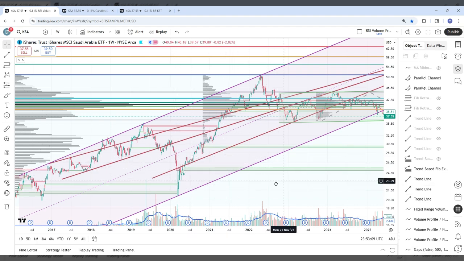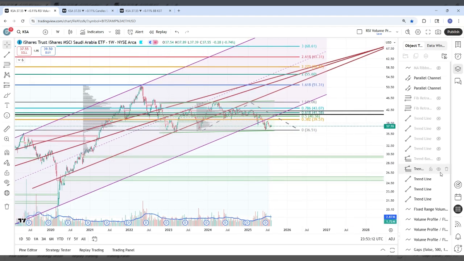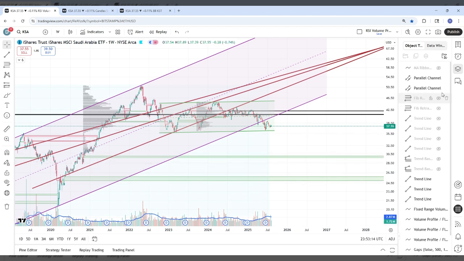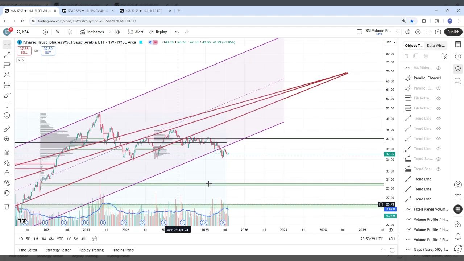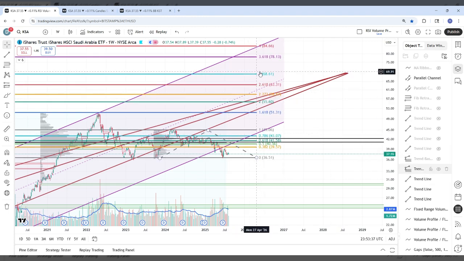So this looks like it could be a line. Let me hide this for a sec. There we go, and that. So we got this line here with pretty good touches. We got this line here with good touches. We've got this line here with a lot of touches, and they all point up in this spot here around 70, which on this fib extension is also 3. That would be the 3. So that could be a long-term goal, but it's a little ambitious.